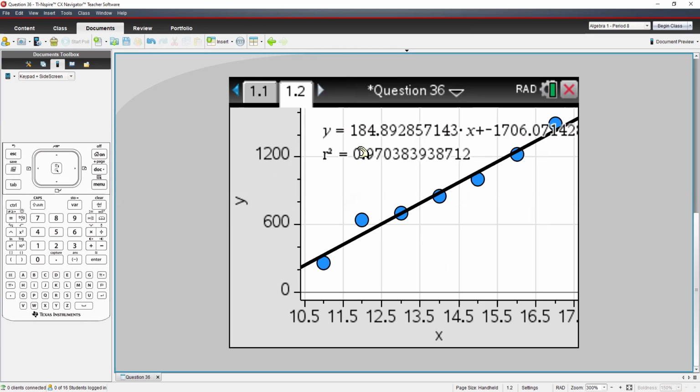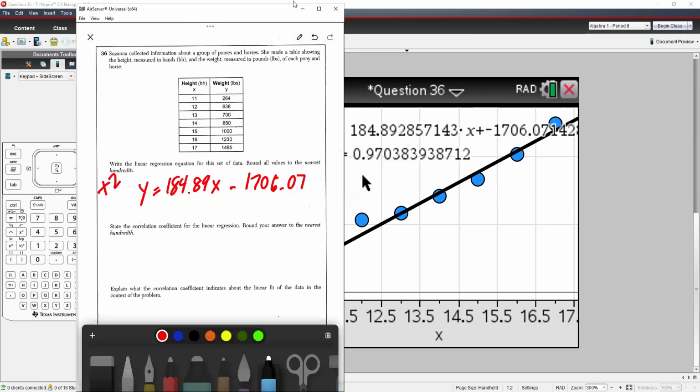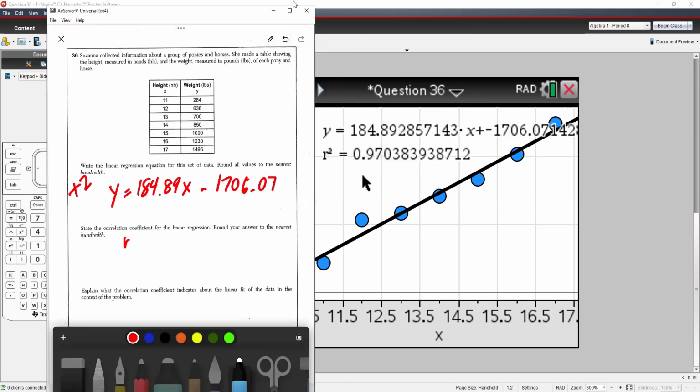So it says R squared equals 0.9703, right? So we're going to take this number and take the square root of it, and that's going to tell us what the correlation coefficient is. So this is what I'm going to do. I'm going to go to my iPad, and I'm going to write down here, R squared equals 0.970383938712. Now, I'm just going to take the square root of this number, and that's going to give me the correlation coefficient.